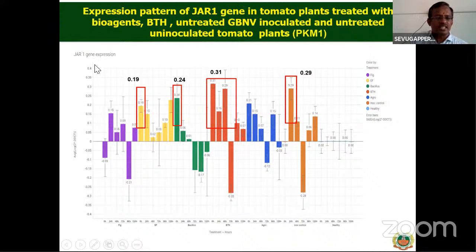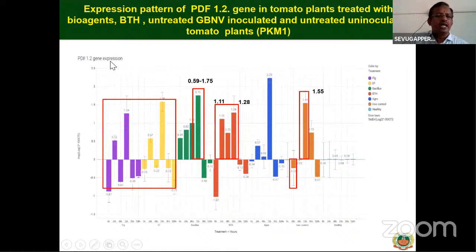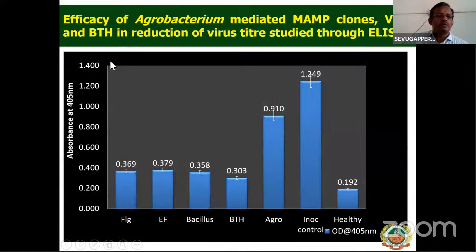Then the jasmonic acid response, the methyl jasmonate transcript levels were also found to be increased, followed by transcription factor MYC gene expression. Then PDF1.2 gene expression was also noticed. So, considering all these different gene expressions, we came to the conclusion that all of these might have contributed to the suppression of the virus, associated with the reduction of lesions.